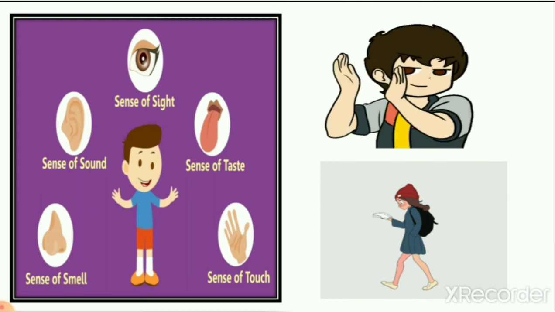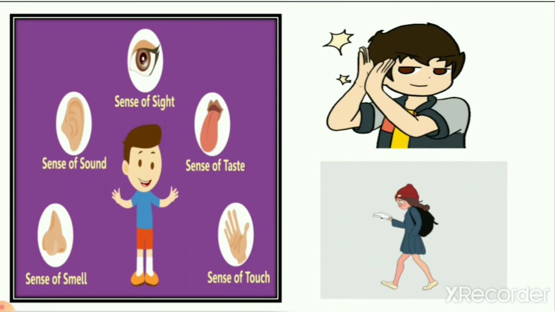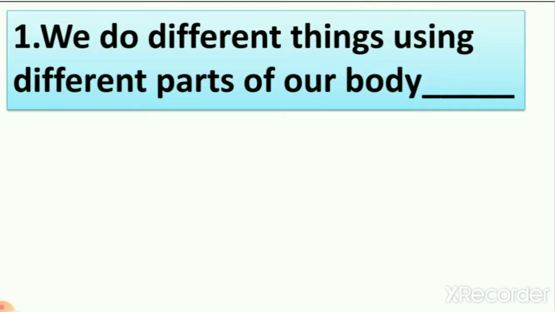So every body part is important, right? We are using every body part in a different way. So here you can see we do different things using different parts of our body. So is it true or false? Do we use one body part for doing all things? Like we are using the tongue to eat, right? Can we eat with our nose? Can we speak with our nose? No, we are smelling with the help of our nose, right? So like that you understand that we do different things using different parts of our body. It is true because we have many body parts and we are using them in different ways. So what is the answer? The answer is true. True means it is a right sentence, right?